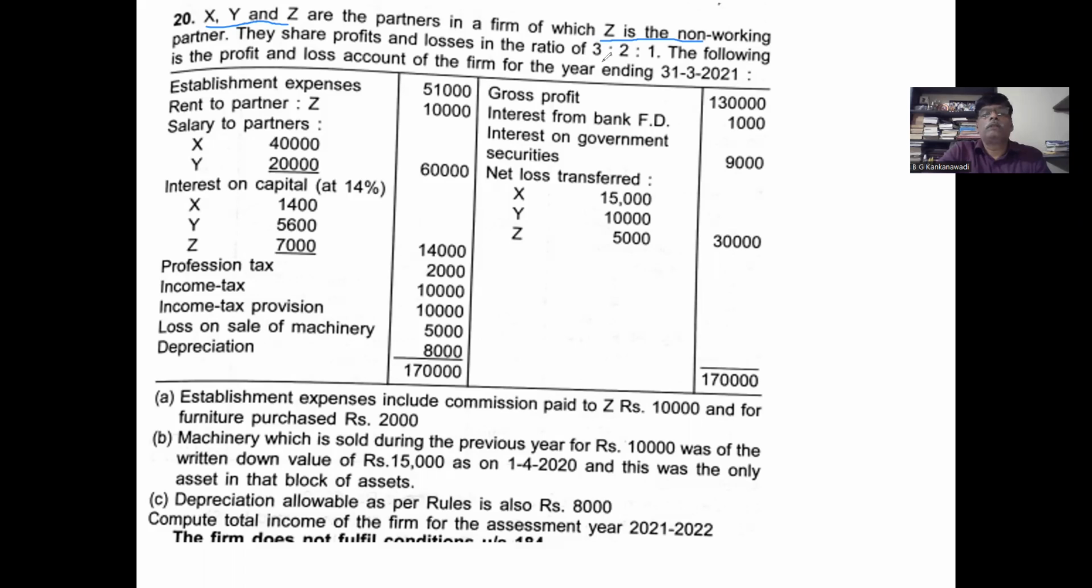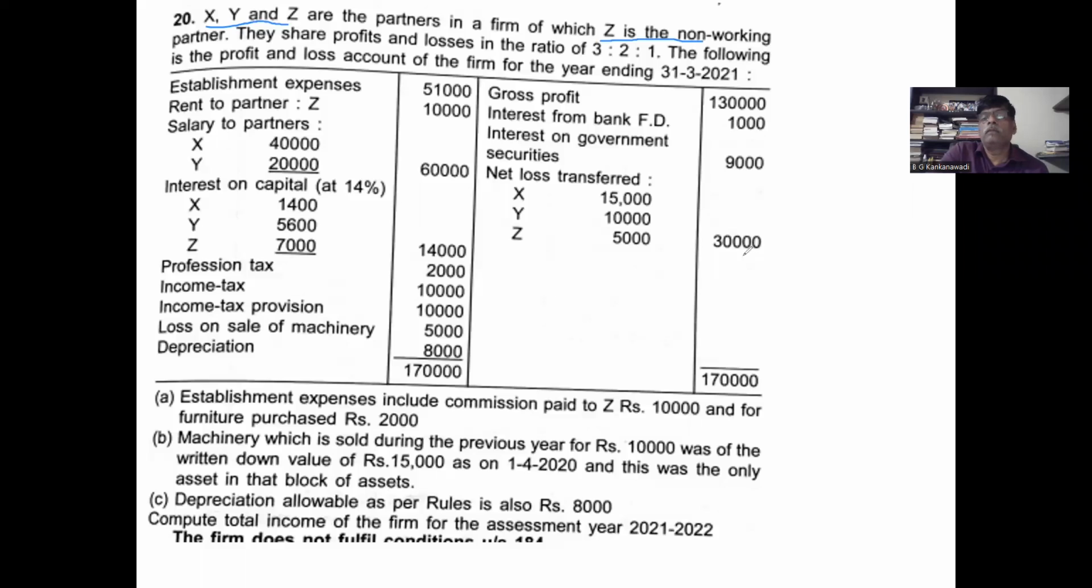They share profits and losses in the ratio of 3:1. The following is the profit and loss account of the firm for the year ending 31st March 2021. The P&L account is given to you. On the debit side, there are certain expenses, on the credit side incomes, and a net loss.